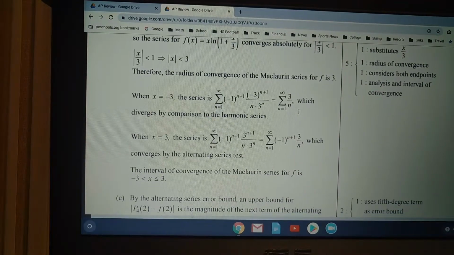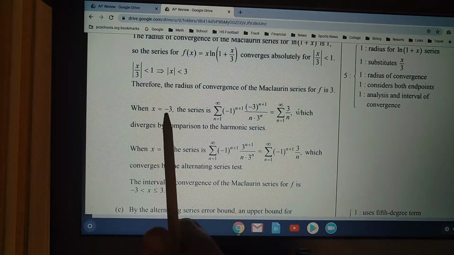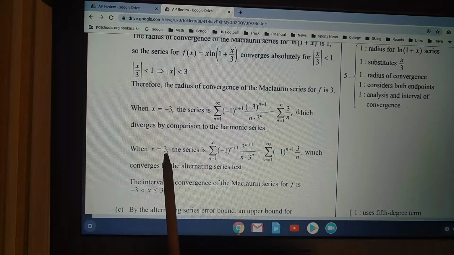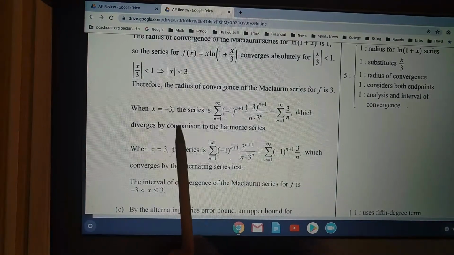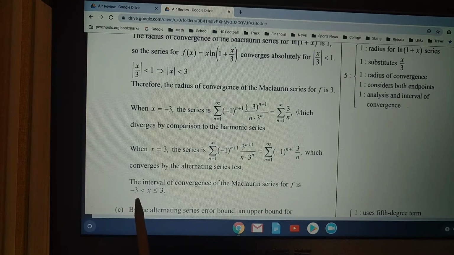But then for the other 2 points, you must consider your endpoints. So you must consider when x is -3 and also when x is 3. You get 1 point just for considering both. Okay? Just considering one doesn't do it, but if you consider both, you get 1 point. And then if you actually correctly analyze and get that it diverges at -3 and converges at 3, so we have this open interval on this end, closed on that end, you get your 5th point for that.